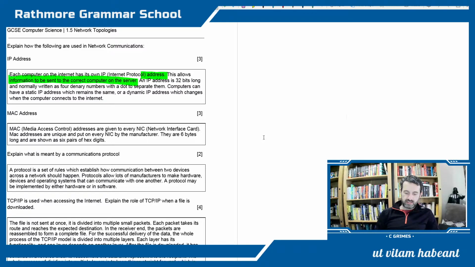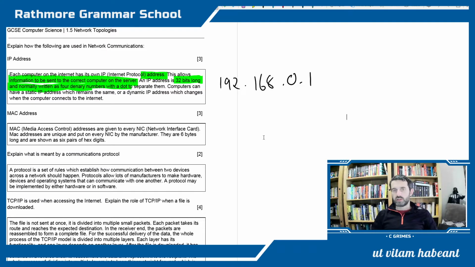Then another fact is it's 32 bits long. It says we've got 4 groups of 8-bit numbers. And again, it would help to aid with an example. So for example, you might have an IP address 192.6.0.1. Give an example of an IP address.